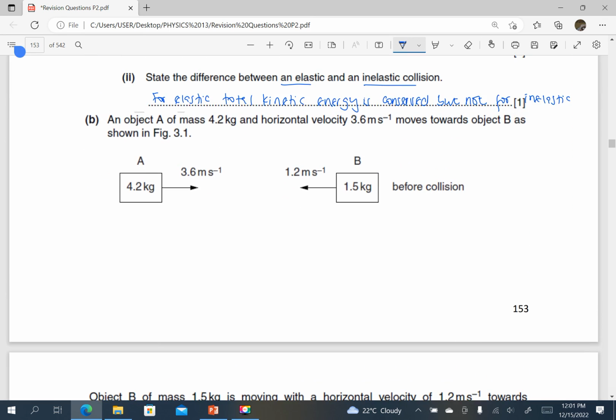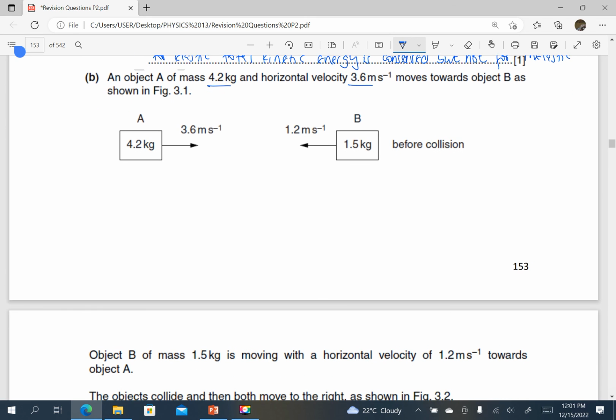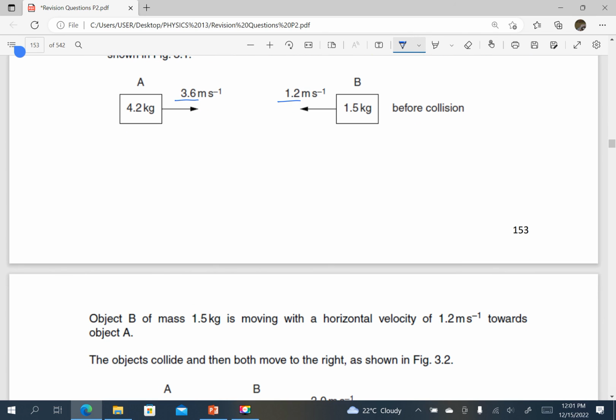An object A of mass 4.2 kilograms and a horizontal velocity 3.6 meters per second moves towards object B as shown in the figure. So we see the speed of A, the speed of B, they're moving in opposite directions. Remember, when you are dealing with the momentum, direction is very important.